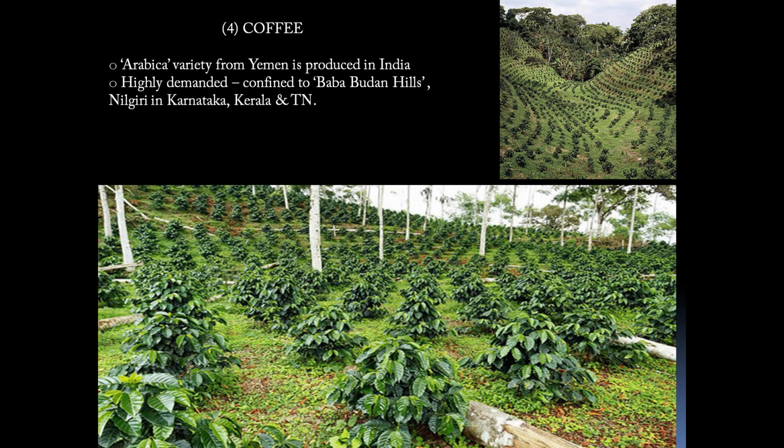Then coffee. Yes, coffee came to us from Brazil. In India, we cultivate the Arabica variety which we imported from Yemen. It is a highly demanded type of coffee in the world. It is confined to Baba Budan Hills, located in southern India, then Nilgiri in Karnataka, Kerala and Tamil Nadu. In that area it is cultivated. You can see here how it is cultivated in hilly areas. See, these are the coffee crops.